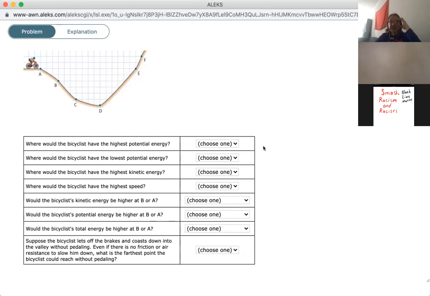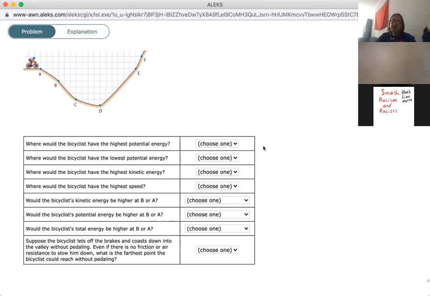So without pedaling, you get to E. Because if you're starting at A and you don't put more energy in through pedaling and you don't lose energy through friction, then you'll go down and you'll come back up to the level you started off at. And the level you started off at is A and E. They have the little grid there. So A and E are at the same level. That's what should happen.